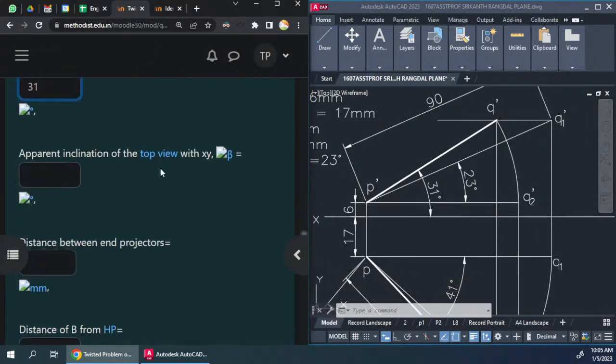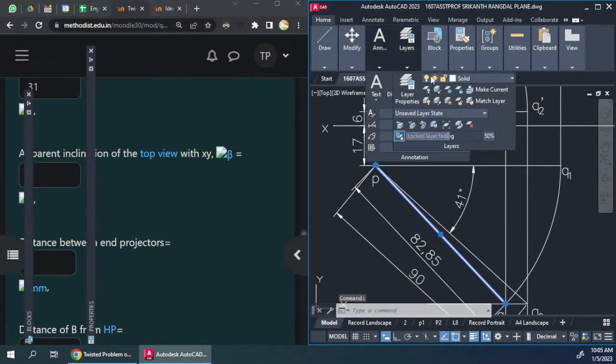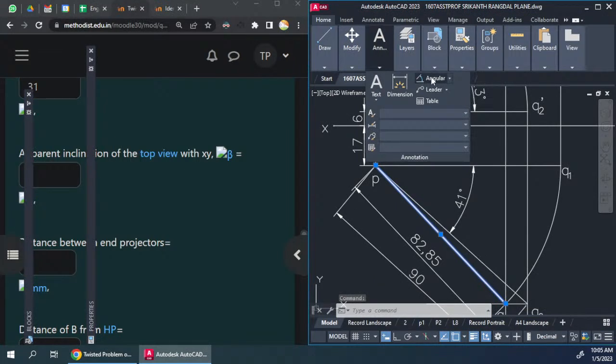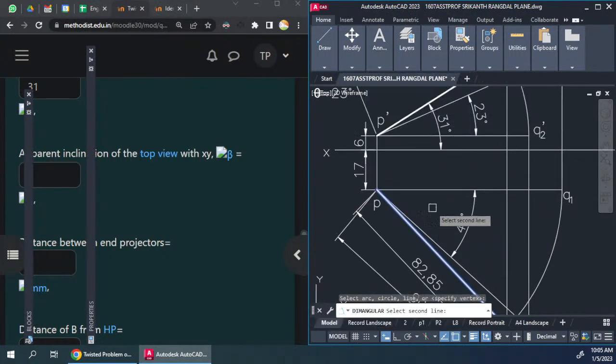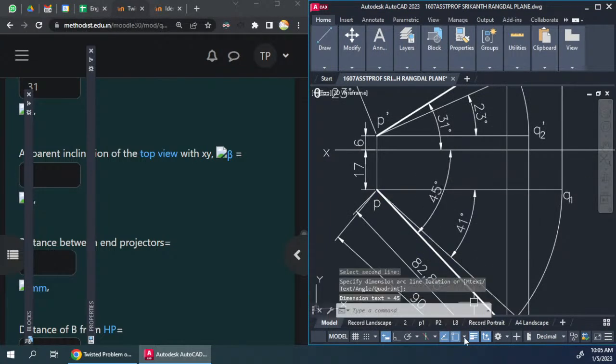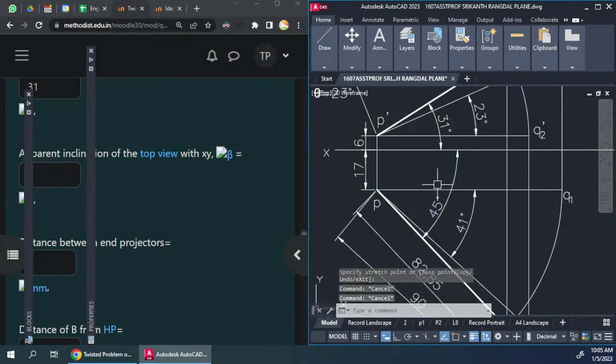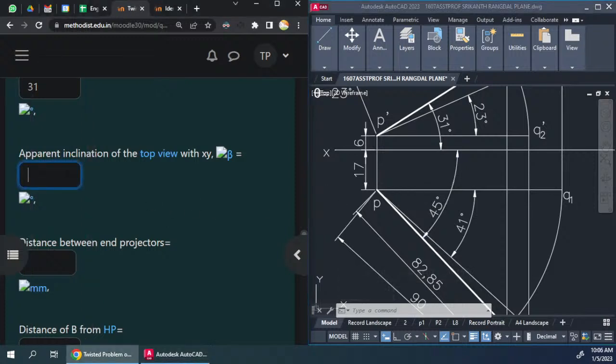Then apparent inclination of the top view. Top view is this dark line over here, and we are supposed to measure its inclination with the xy line. So click this, and keep it at some distance. If you can keep the text not overlapping with any of the lines, that's much better. So this angle here is the apparent inclination of the top view.